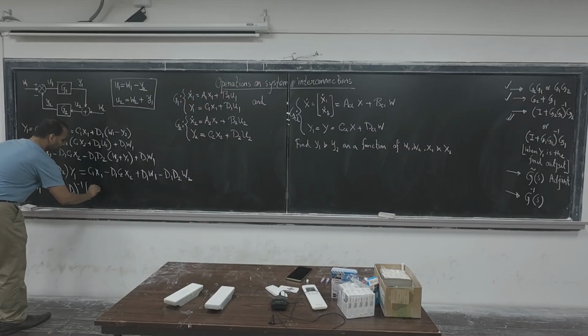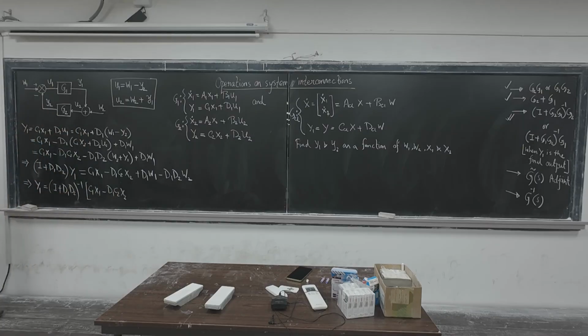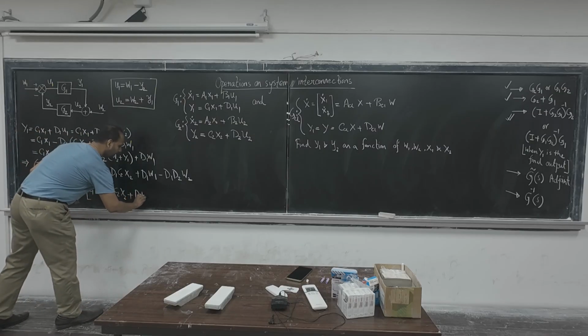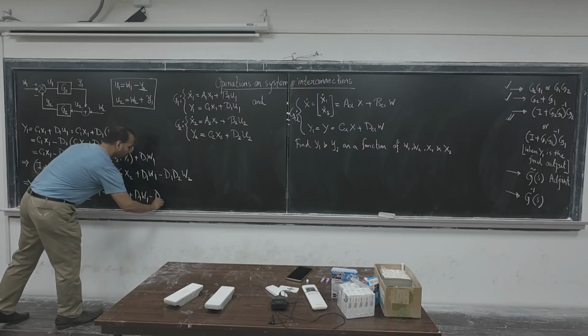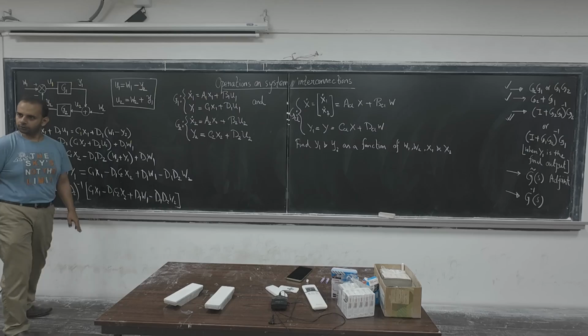Everything will remain as it is, c1 x1, d1 c2 x2. We need further simplification, but not exactly at this moment. When we plug in other equations, then we will need to do some further simplification, but at this moment you can keep it as it is, okay? Plus d1 w1 minus d1 d2 w2. Is it fine for all of you?